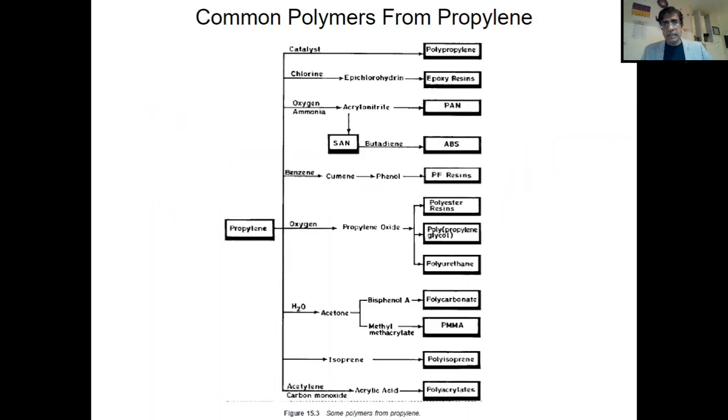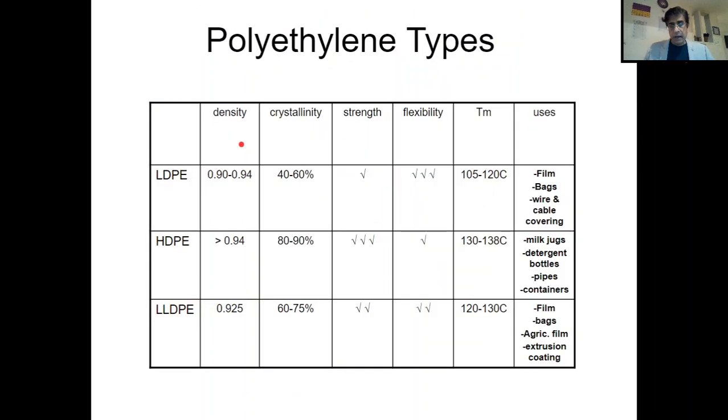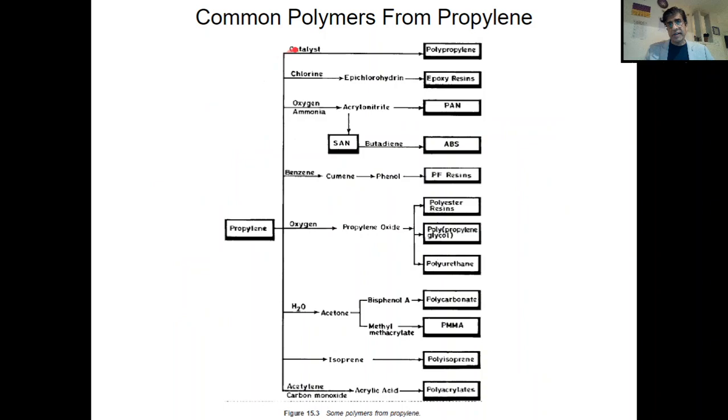Okay, now the next is propylene. Again, remember the first slide, the propylene obtained, and then this propylene can react under catalyst conditions. Again, with a free radical catalyst, you get polypropylene, or you can react with chlorine to make epichlorohydrin, which gives you epoxy resin, and reaction with oxygen and ammonia gives you acrylonitrile. So acrylonitrile can give you polyacrylonitrile. All these abbreviations I have discussed in lecture 2.